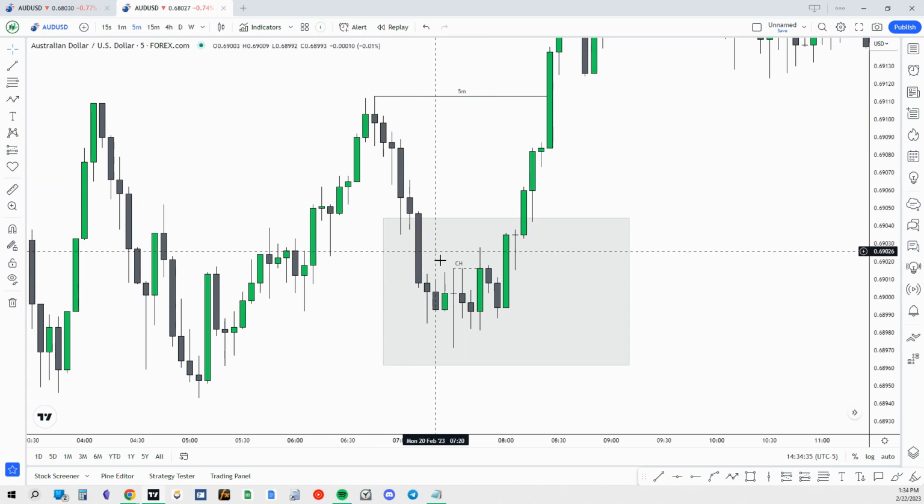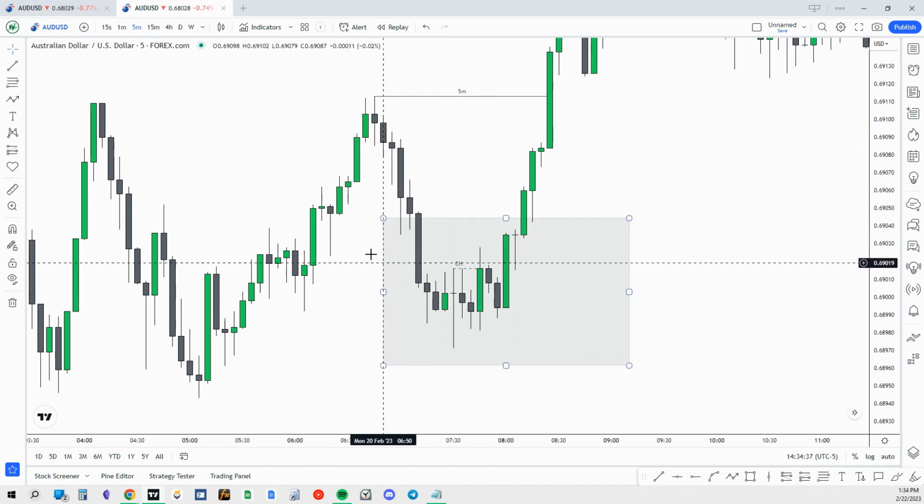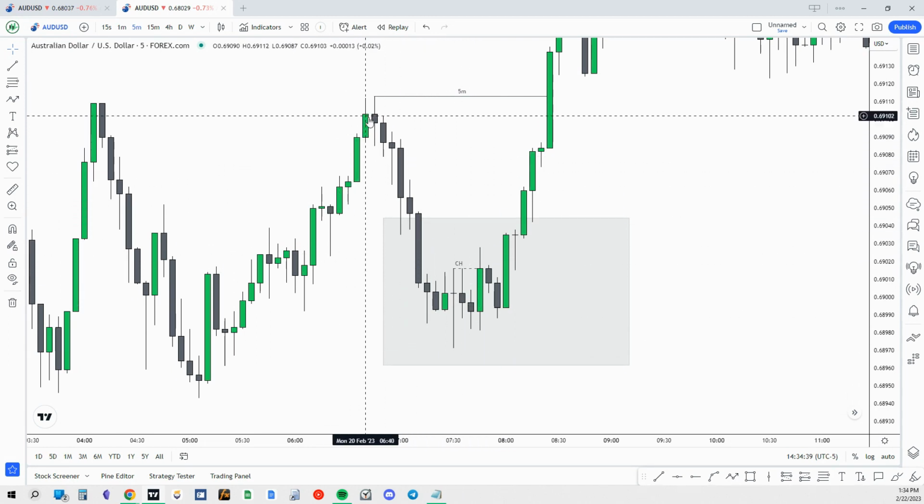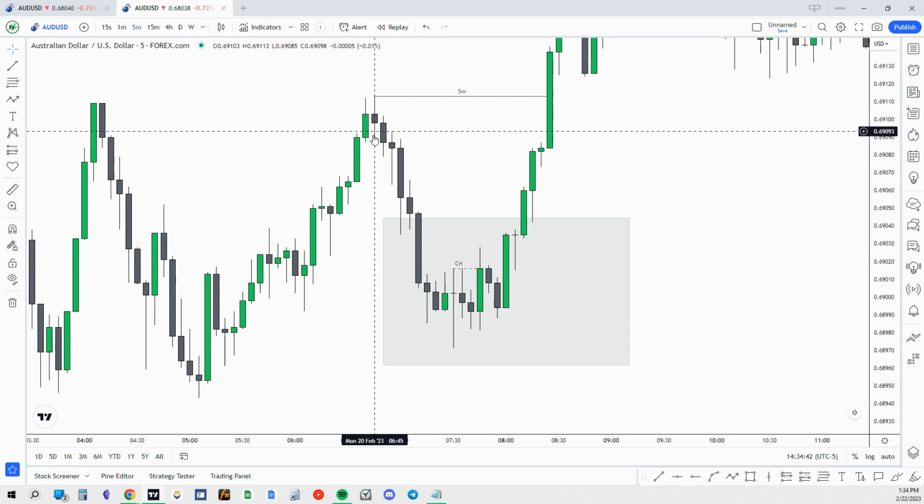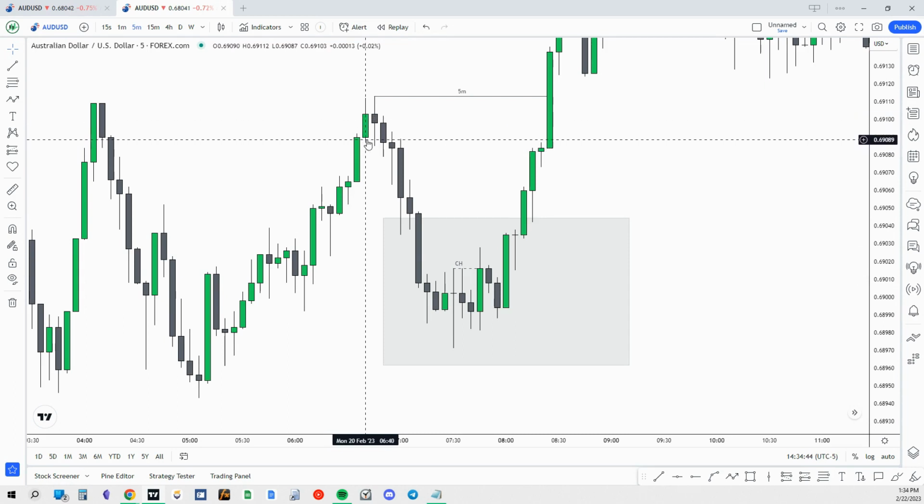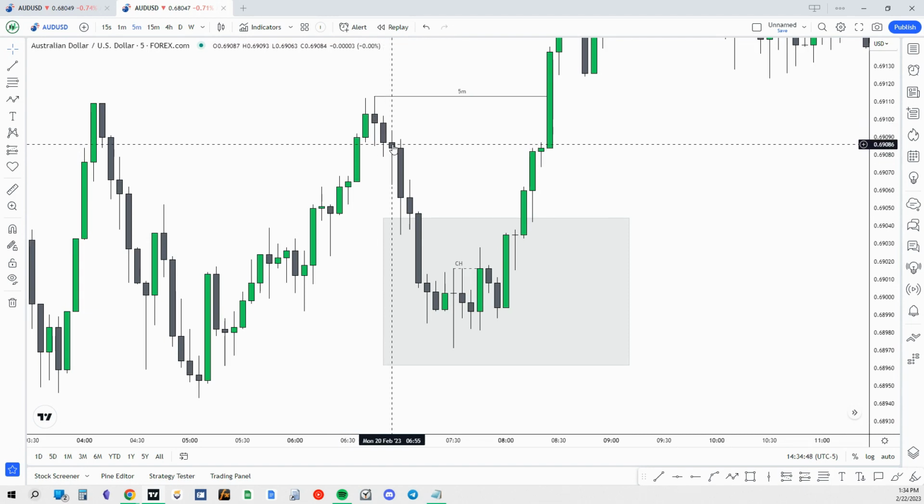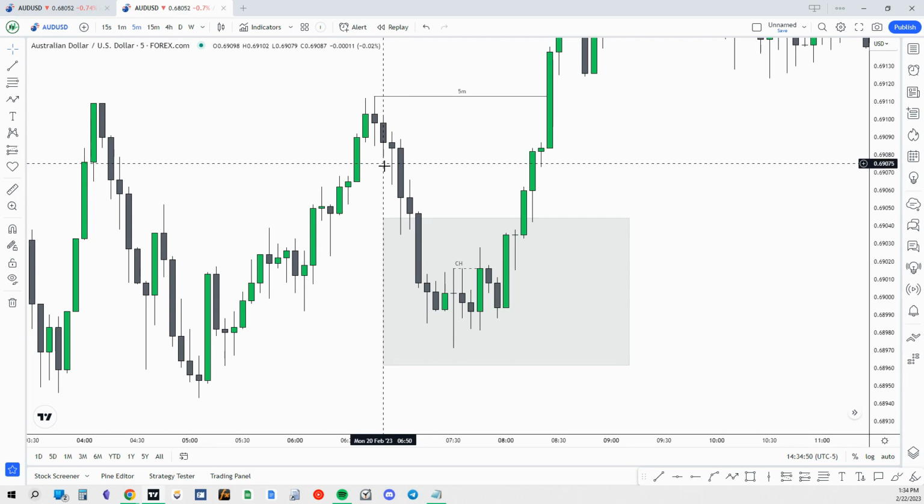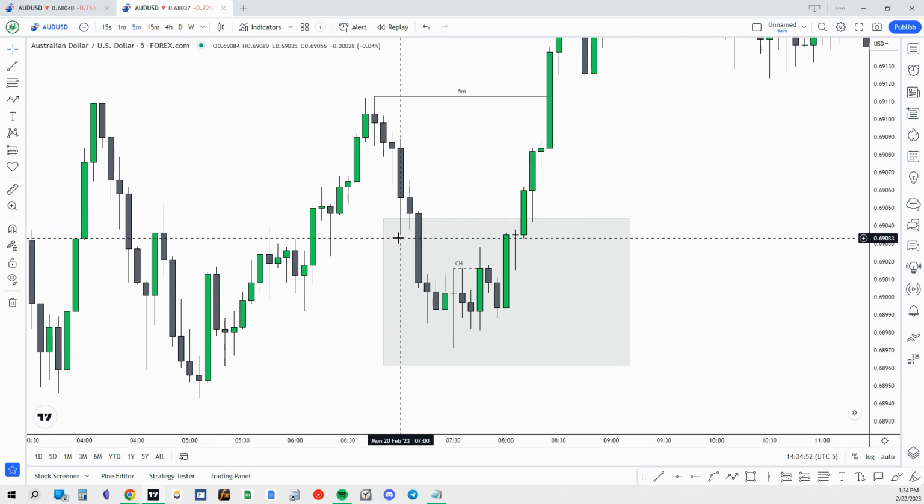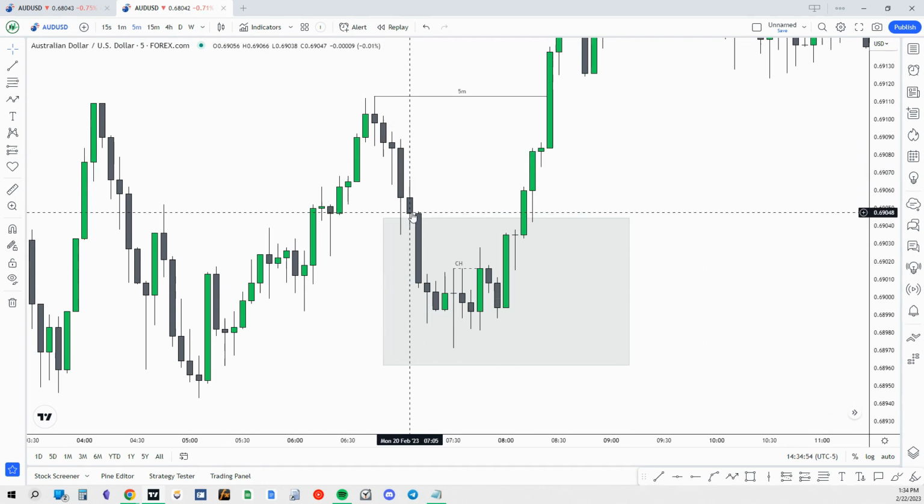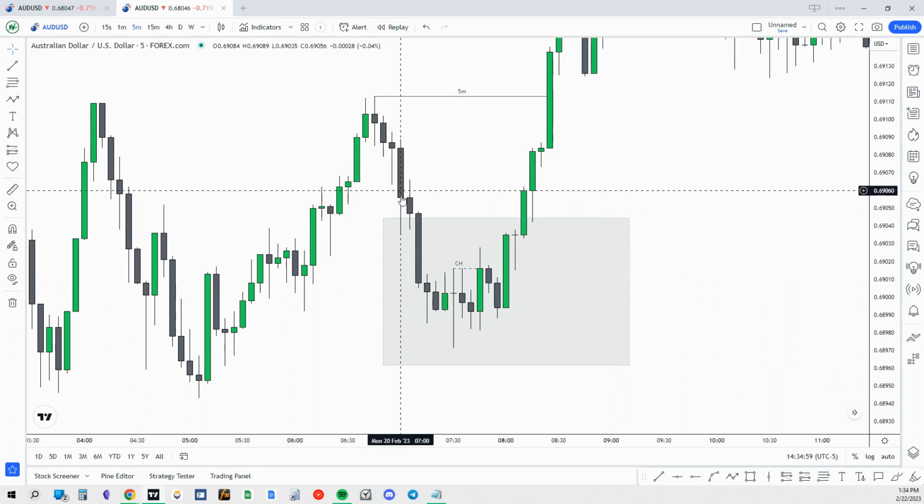So looking at this down move, let's back up a little bit and forget about the change of character right now. We can see the wick of this candle broke this candle's low. This candle here broke this candle's low. This candle broke this previous candle's low. This candle again broke this previous candle's low. Then this candle did not break this candle's low.